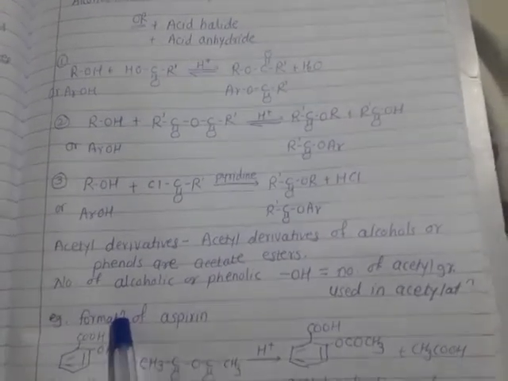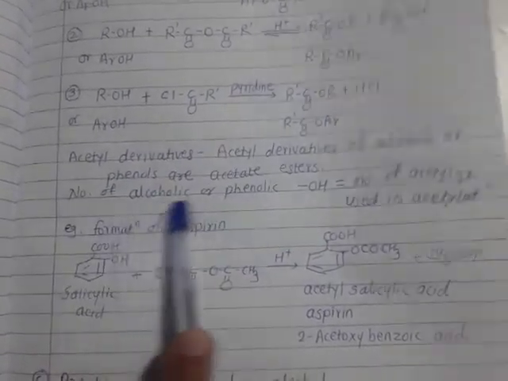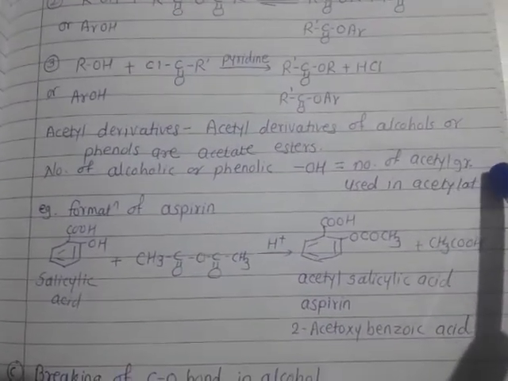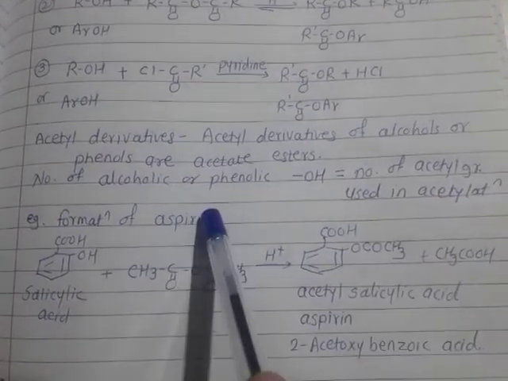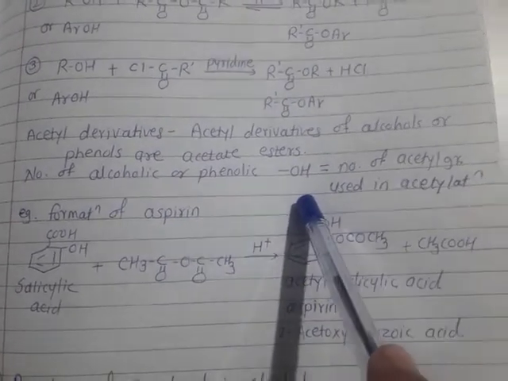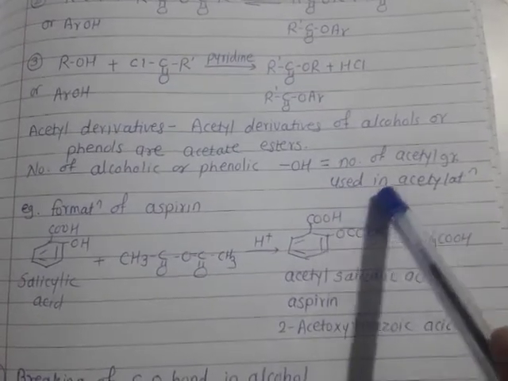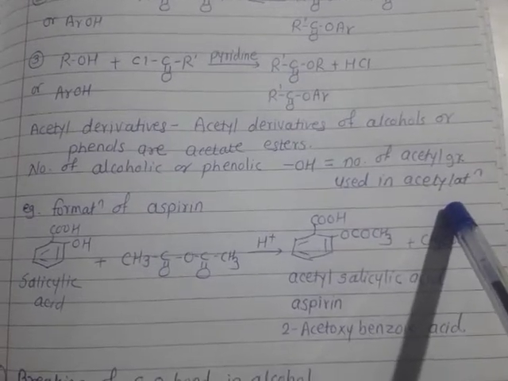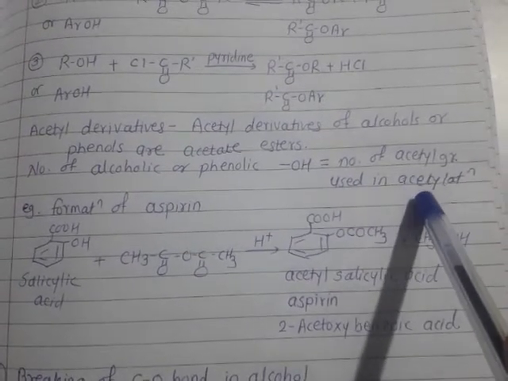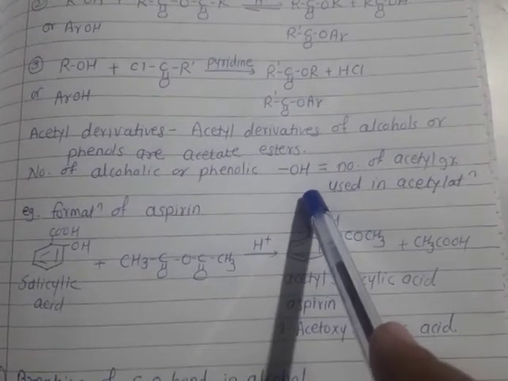So they have shown one reaction here. They said that acetyl derivatives of alcohol or phenol are acetate esters. The number of alcoholic or phenolic OH groups, that is, how many OH groups are there in the given compound, can be determined with the help of the number of acetyl groups used in the acylation reaction. Actually, acylation is done in the case of alcohol or phenol, so alcoholic H or phenolic H is replaced by an acyl group.